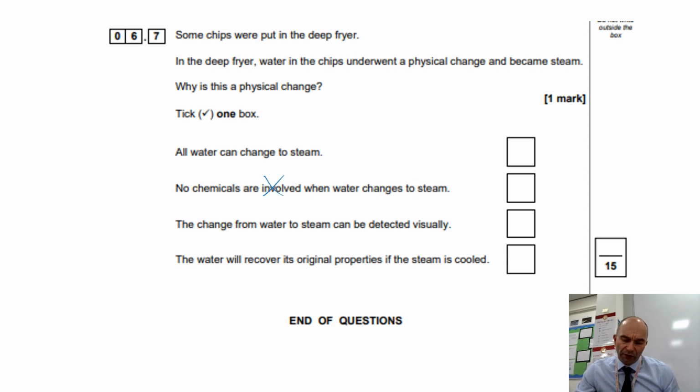The change from water to steam can be detected visually. That's true, but it doesn't necessarily mean that we've got a physical change. So that's not a particularly great answer. The water will recover its original properties if the steam is cooled. This is just a very wordy way of saying if you cool down the steam, it turns back to water. That is a physical change. So it's actually the final answer on that one. That's the end of that question. Hopefully you got 15 out of 15 on it.